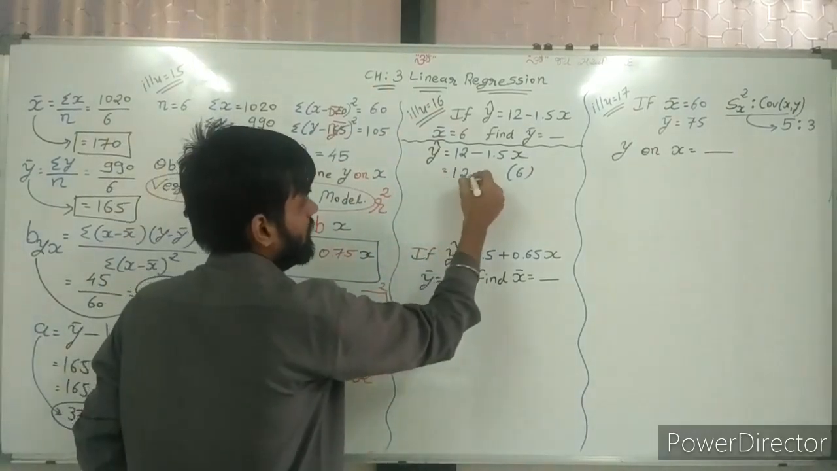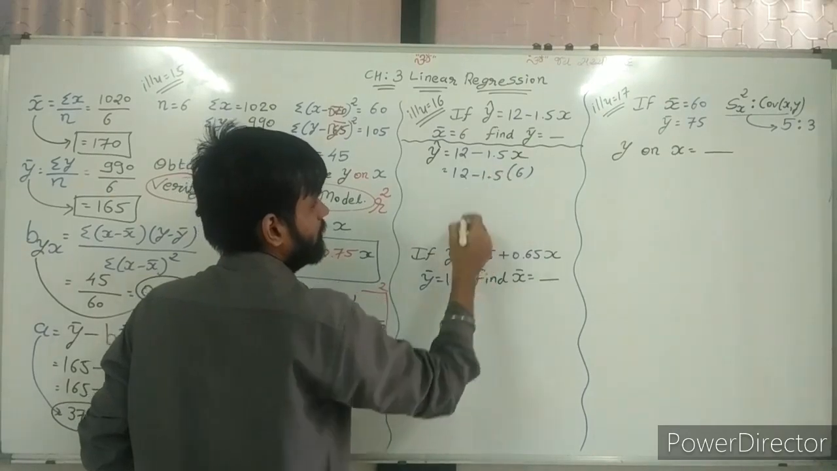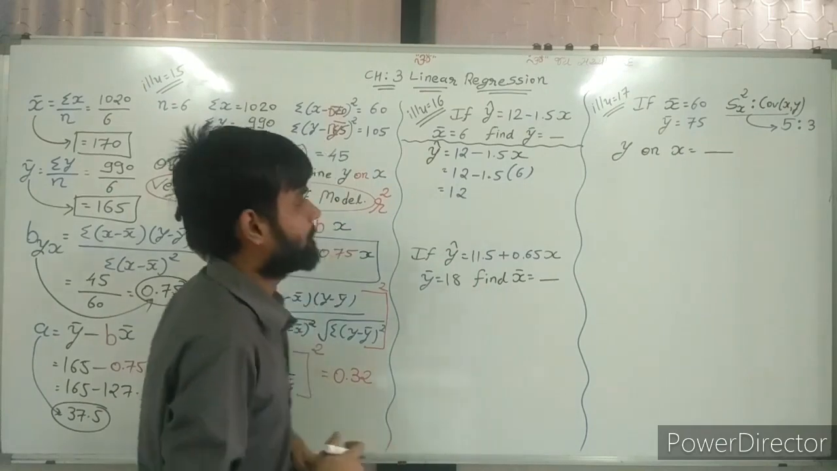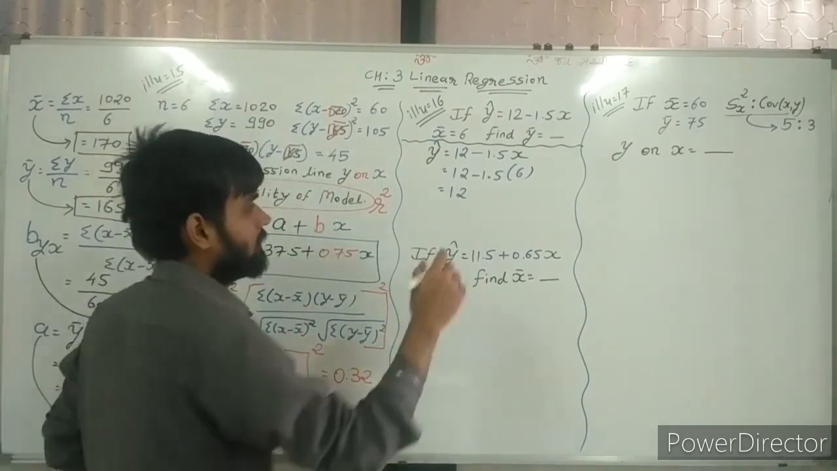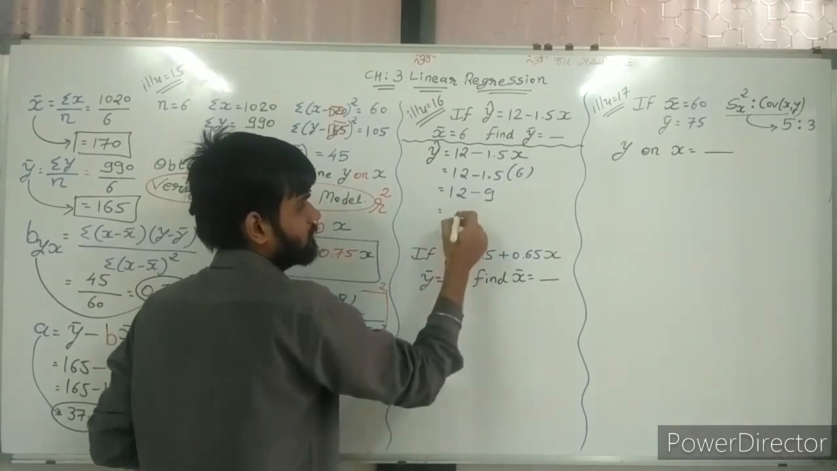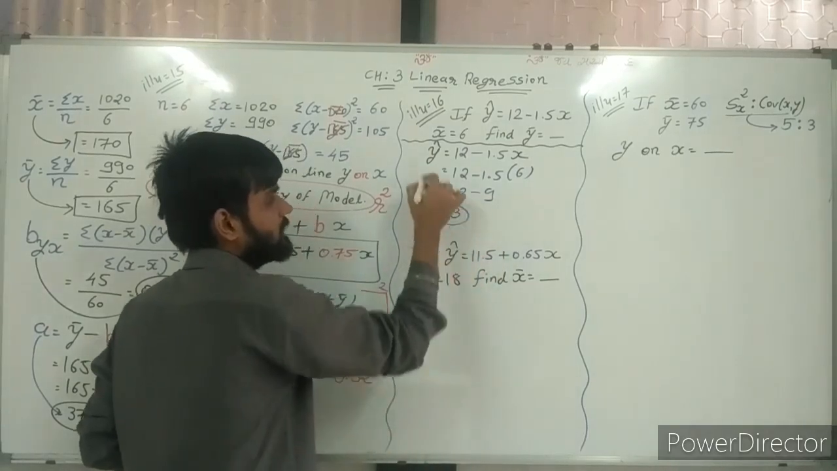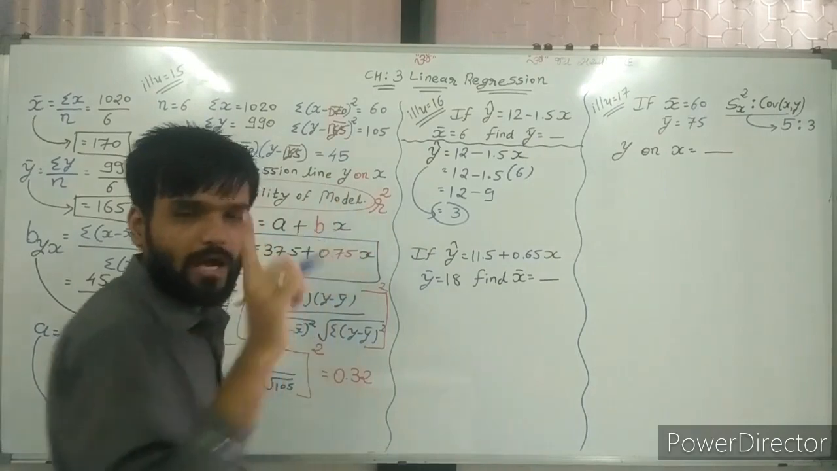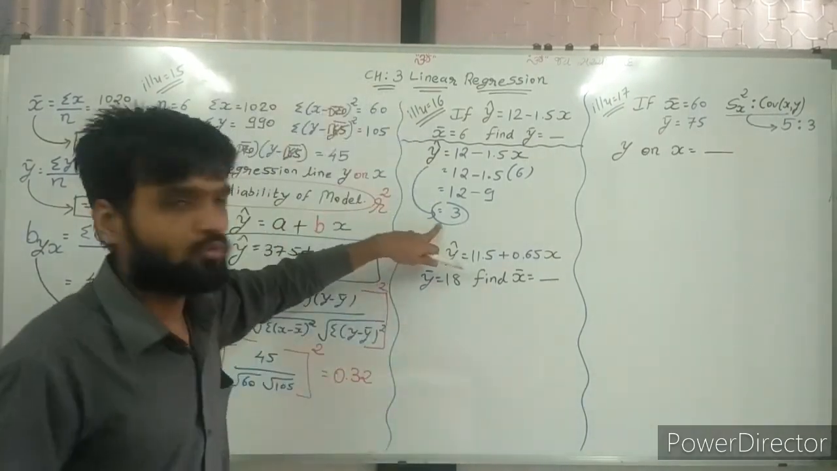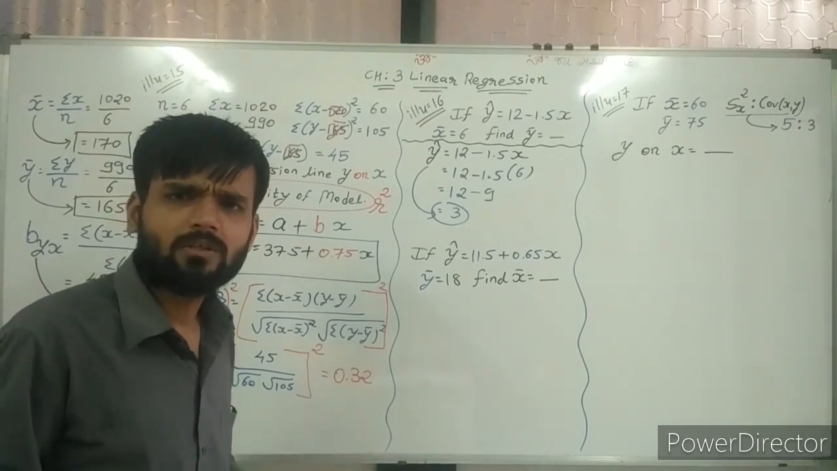So 12 minus 1.5 into 6. 1.5 into 6, you will get answer 9. And 12 minus 9, the answer will be 3. And it is not y cap, it's y bar itself. So y bar is equal to 3. Simple one. Short sum.